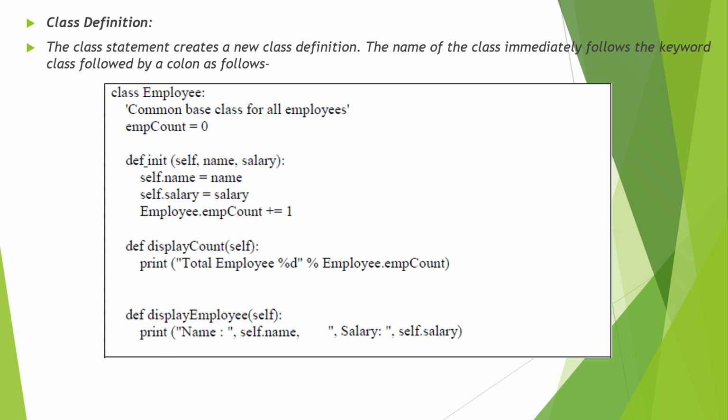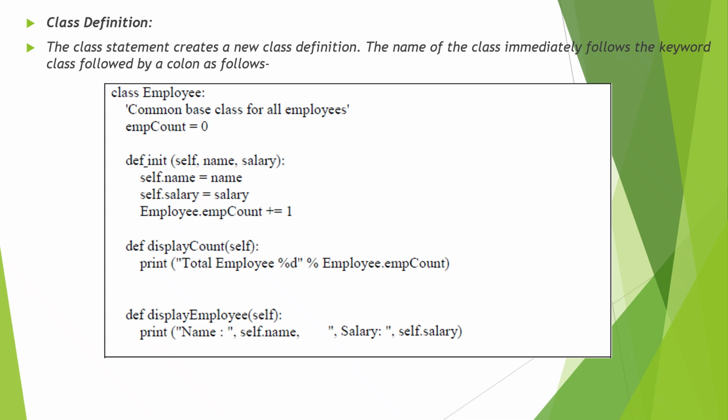Next, you can see def init of self, name and salary. So this method, we are talking about init. This method is automatically called whenever a new object of the class is created. It's also known as the constructor or initializer. The purpose of this init method is to initialize the object's attributes with default or provided values.